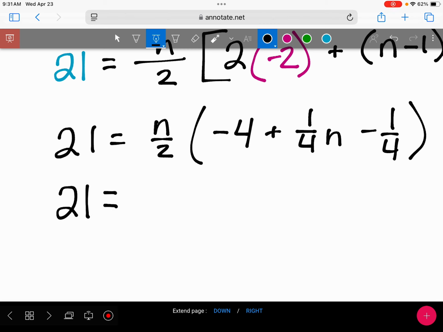Adding the negative 4 and the negative 1/4. So we've got our n over 2. What do we have left in here? 1/4n minus 4.25, or, like, keep doing it as a fraction. It's either way.